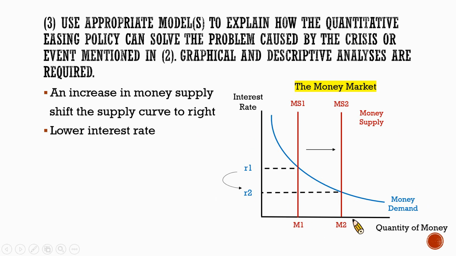An increase in the money supply shifts the money supply curve from the left side to the right side. Therefore, the interest rate will fall. The falling interest rate increases the quantity of goods and services demanded.